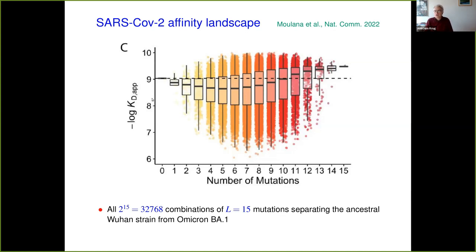And here you can already see that drawing this on a 15-dimensional hypercube is not that easy. So what is depicted here instead is a kind of radial coordinate. This is the number of mutations from 0 up to 15. And these are all the values of the affinity of the virus to the receptor protein in the human cells. And what you can see is that on average, there is a kind of valley that the virus has had to cross in order to reach this more fit, that is more contagious, Omicron variant.